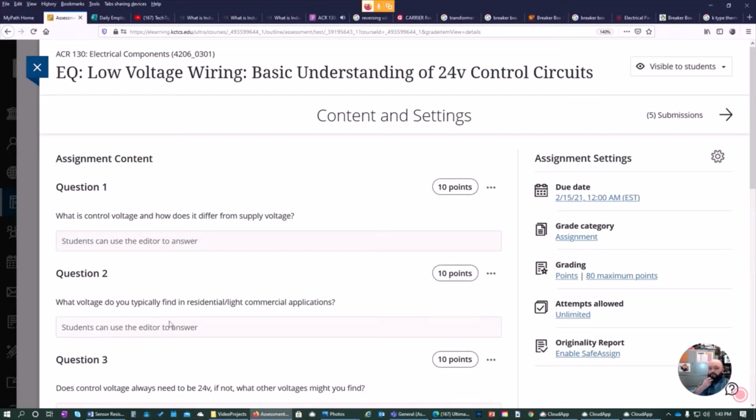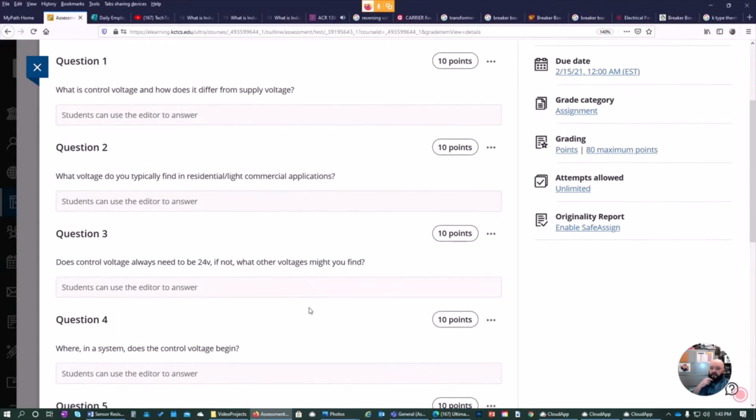What voltage do you typically find in residential or commercial applications? You typically find 120, 208, or 240 single phase. Does control voltage always need to be 24 volts? If not, what other voltages might you find?